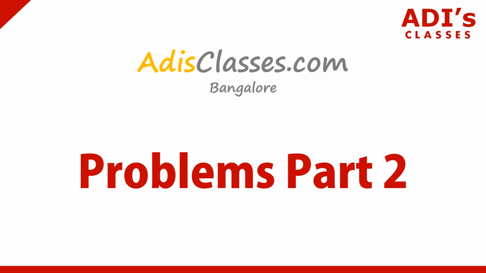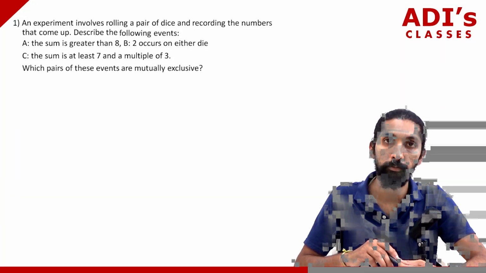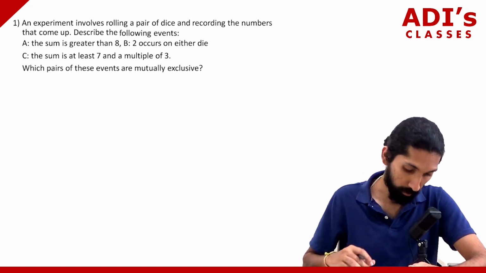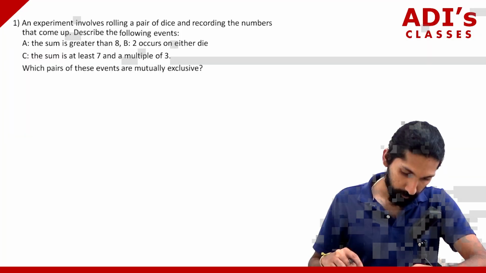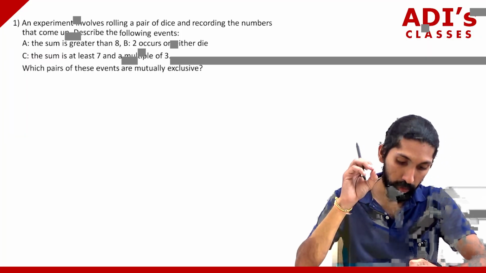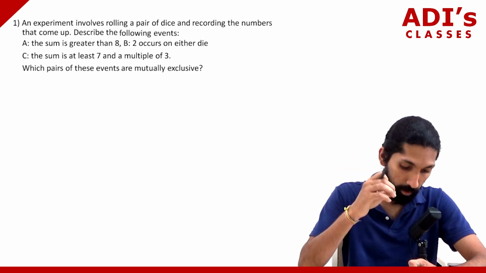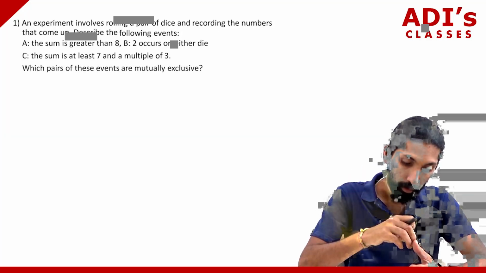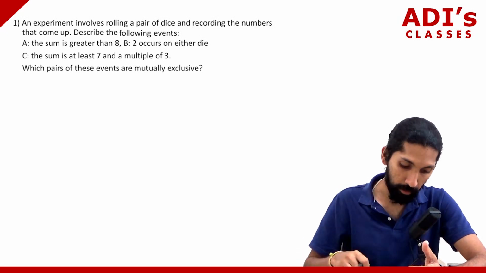Let's solve a few problems based on the concept we have learnt. Okay, look at the first one. We have an experiment which involves rolling a pair of dice and recording the numbers that come up. Describe the following events. So A is given.